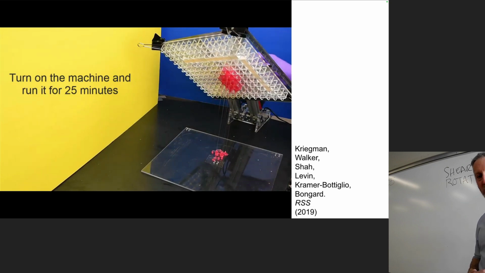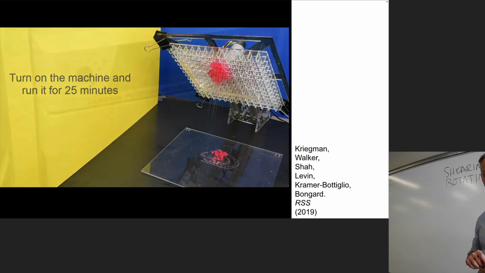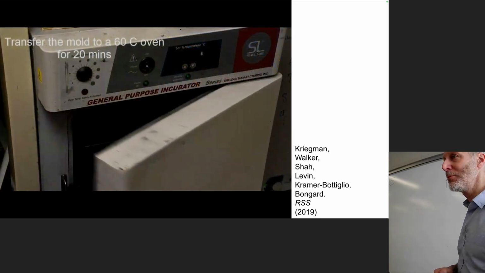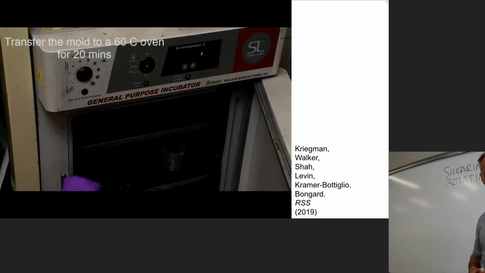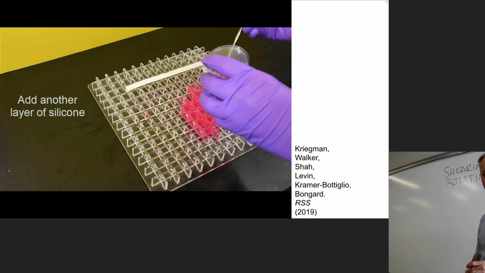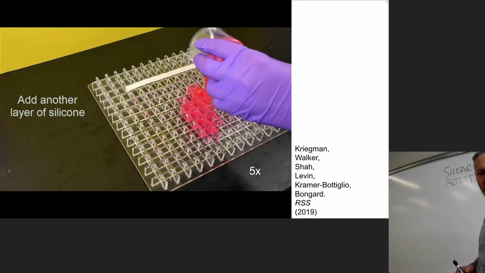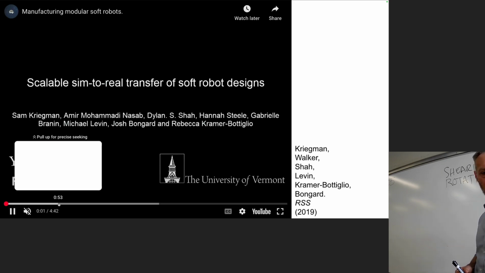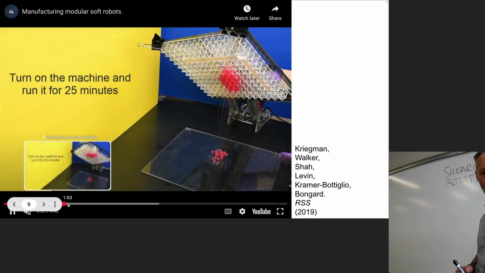We're going to put it on this fancy spinny thing and spin it a little bit to evenly coat the sides. This is like a waffle maker for soft robots. Then we're going to bake it off for a little bit, heat up the temperature a little bit to set the silicone. Sorry, even things out a little bit.